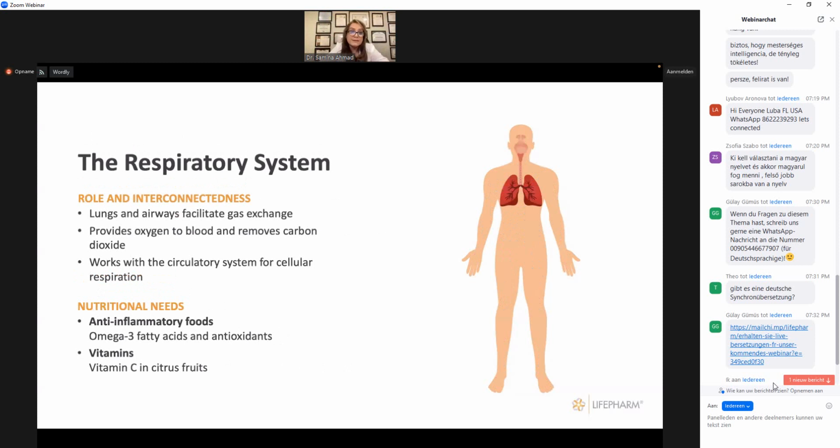Okay, respiratory system, again working in close coordination with the circulatory system. The lungs, airways, they all need help. They need their food. What do they need? Omega-3 fatty acids and antioxidants, vitamin C in citrus fruits.